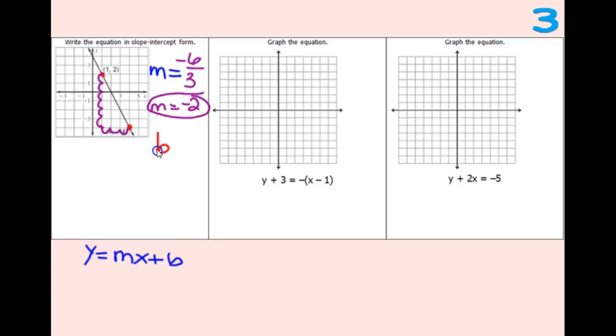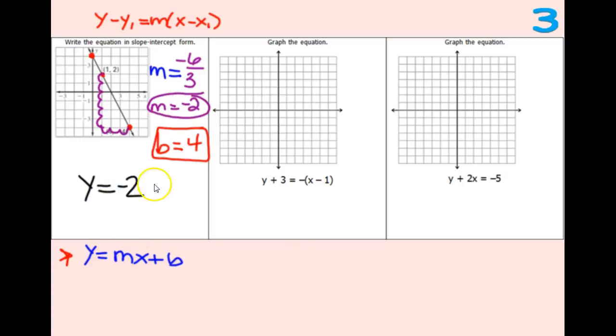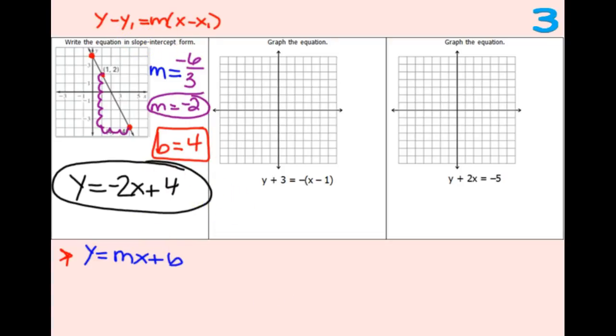And then b, where do we begin on the y-axis? Well, we begin right there at 4. Now, sometimes you're not always going to be able to see exactly where it crosses, which is when you'll have to start with point slope form, and solve for y to get this form. But this one we can easily see where it crosses. So our equation would be y equals -2, because that's m, x, plus b, and b is 4. So there's that equation in slope-intercept form, just like they asked.